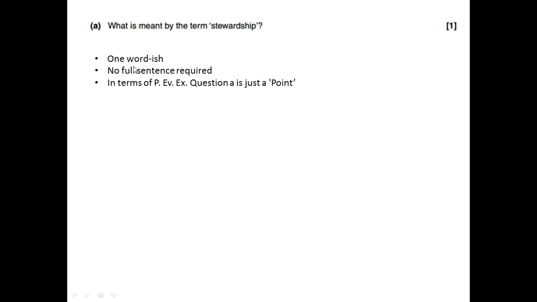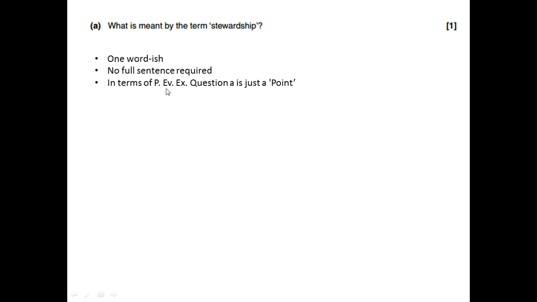So, question A. In question A, it's very, very simple. If you're treating it as mark a minute, you'll end up with quite a bit of spare time at the end. This has taken many people in the past a lot less than 1 minute. It can take literally 10 seconds. So if we're dealing with something like this question, what is meant by the term stewardship, you can easily sum this up in, as I put here, one word-ish. It will not necessarily always be a one word answer, but it doesn't have to be full sentences.